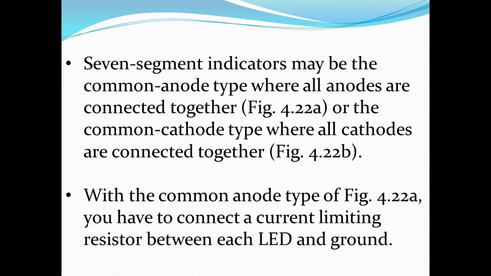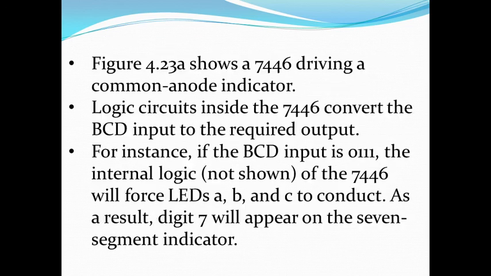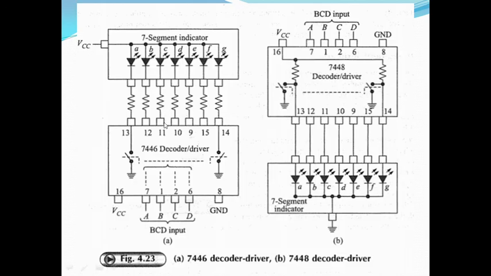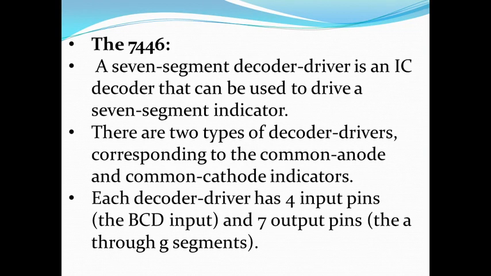A 7-segment indicator may be the common anode type, where all anodes are connected together, or the common cathode type, where all cathodes are connected together. That means how it is actually connected. Let us see, like this one. This is a 7-segment indicator where all anodes are connected together, so it is called a common anode type 7-segment indicator. Here all cathodes of the LEDs are connected together, so it is called a common cathode type 7-segment display unit.